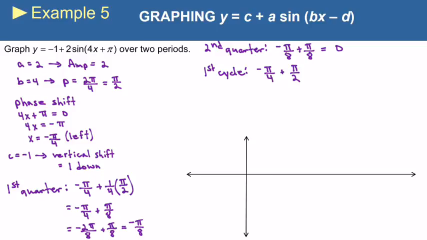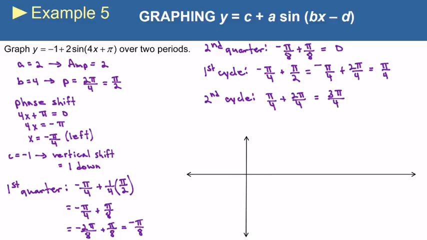Okay, now the end of the first cycle, you'll take the beginning of the first cycle, add a period, and so negative pi over 4 plus pi over 2 is negative pi over 4 plus 2 pi over 4, and that's positive pi over 4. And for the second cycle, we'll take the beginning of the second cycle, add a period, and that puts us at 3 pi over 4.